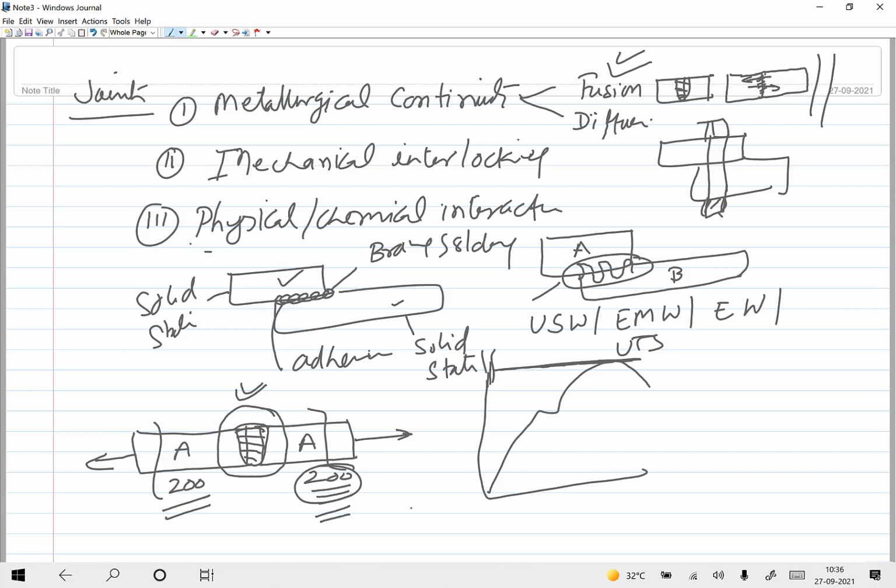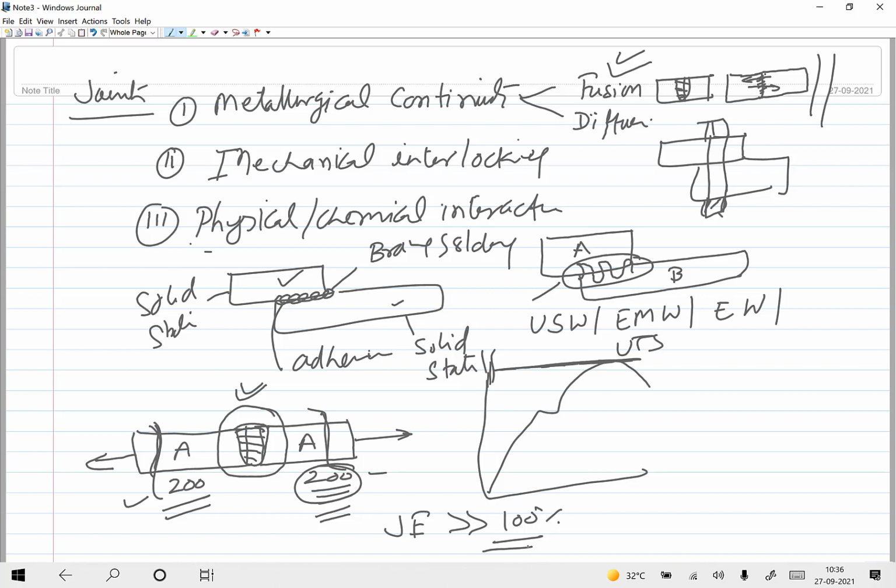In that case, if the joint is stronger than the base metal and failure is occurring from the base metal at a far away location from the weld joint, then we can safely assume the joint efficiency is greater than 100%.